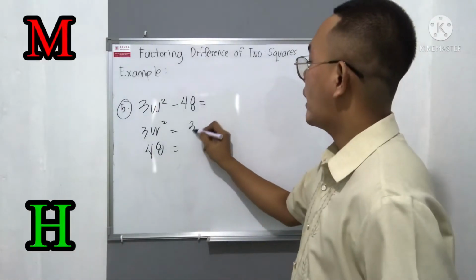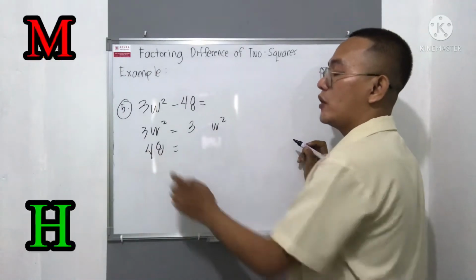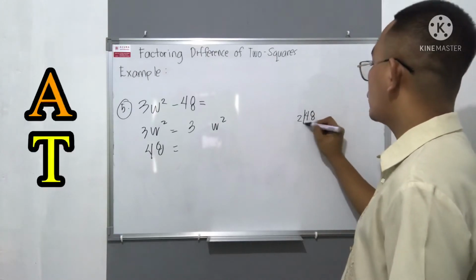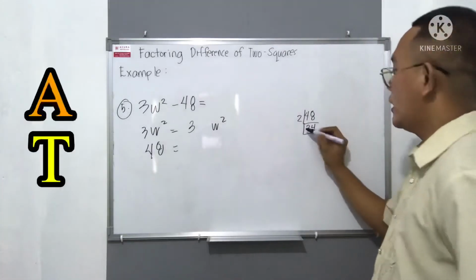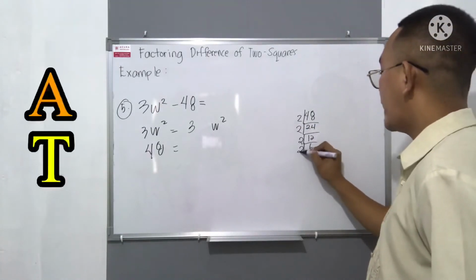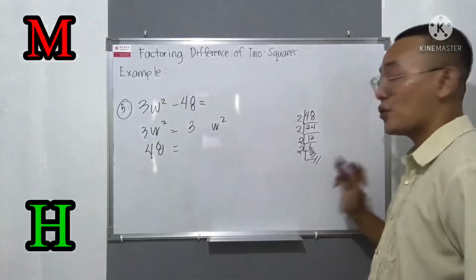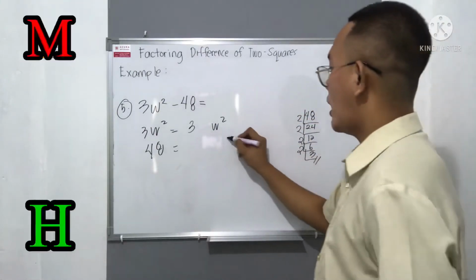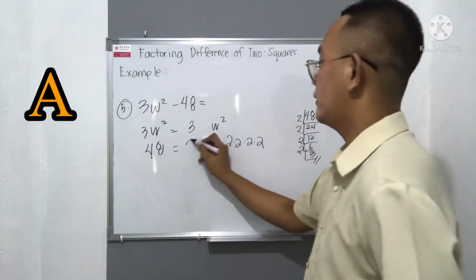Okay, so bali magkakaroon tayo ng 3w squared. So, hindi ko na pinaghiwalay kasi wala namang variables dito. Then, 48. 48 is divisible by 2. So, therefore, 48 divided by 2 is equals to 24, divide by 2 is equals to 12, divide by 2 is equals to 6, divide by 2 is equals to 3. Since 3 is a prime number, dito na magtatapos yung kanyang factor. So, bali magiging 1, 2, 3, 4. So, apat na 2, 2 times 2 times 2 times 2, and then 3.